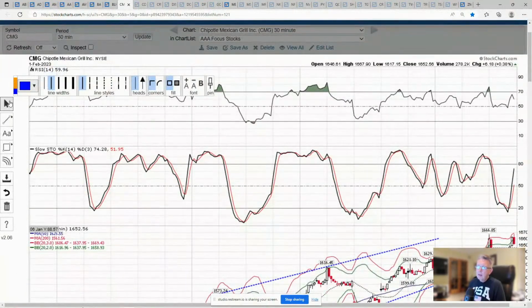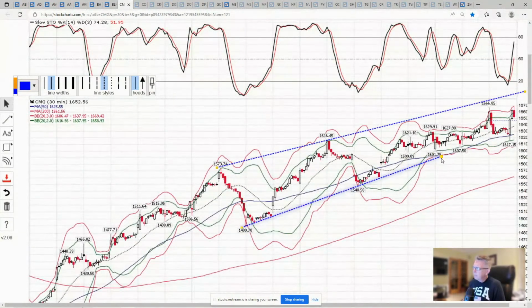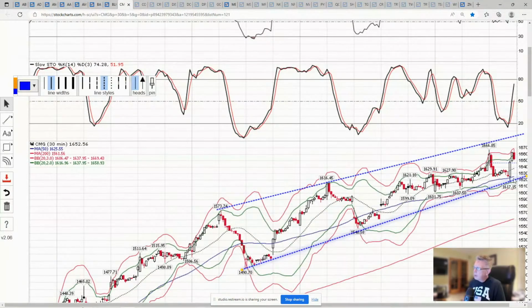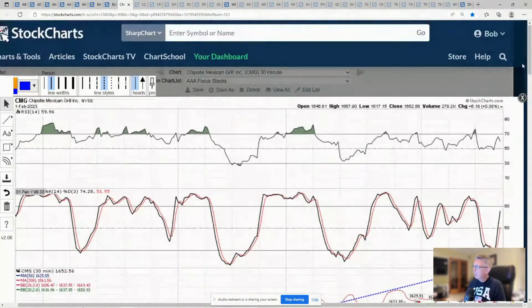So I wouldn't do anything here until we get up to this rising upper band of resistance. And then I would look to short it up there and look to see whether or not it retraces back down to this lower band of support. And then I would look to book profits.